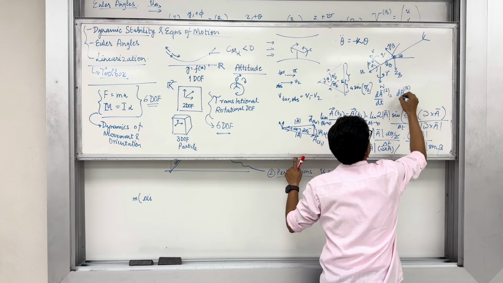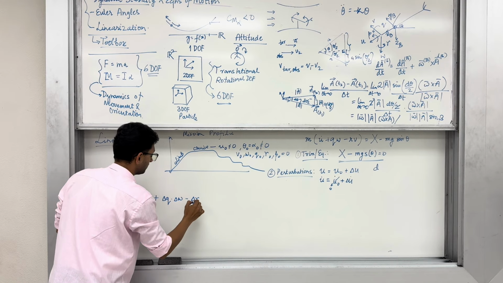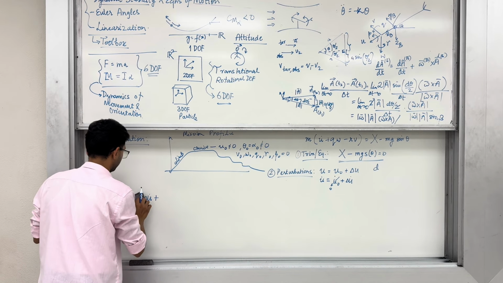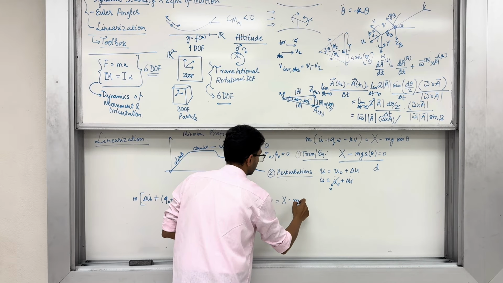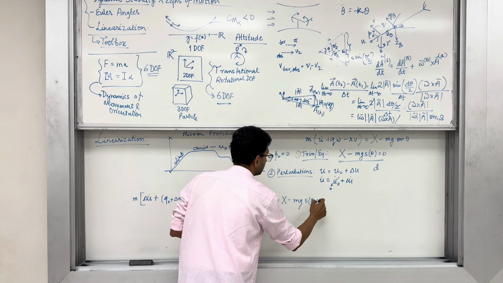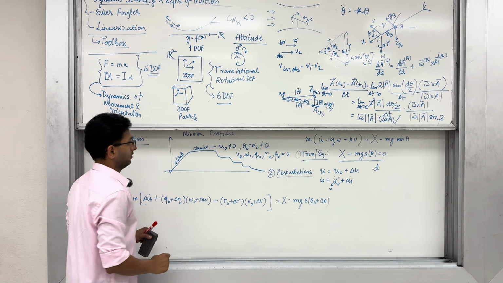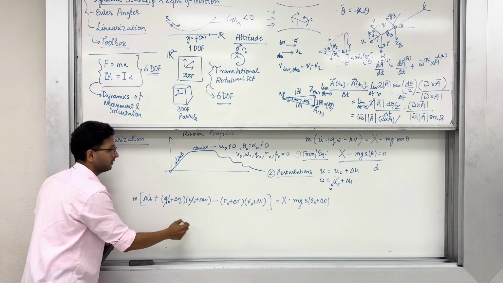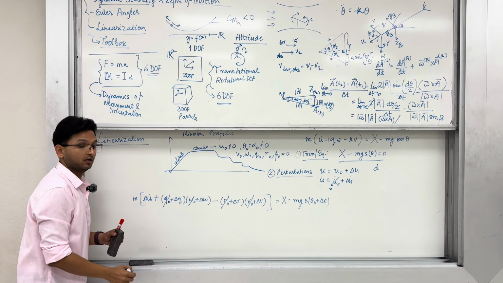So, you will get delta q times delta w minus delta r. Actually, I can write it completely so that you understand. (q naught plus delta q) times (w naught plus delta w) minus (r naught plus delta r) times (v naught plus delta v) equals X minus mg sin(theta naught plus delta theta). So, now since this is cruise, q naught will be 0, w naught will be 0, r naught will be 0, v naught will be 0, right.